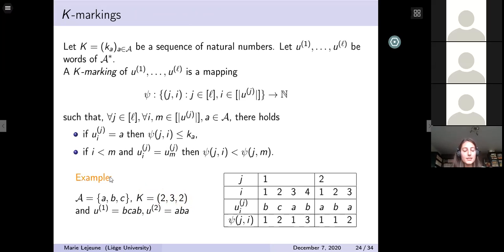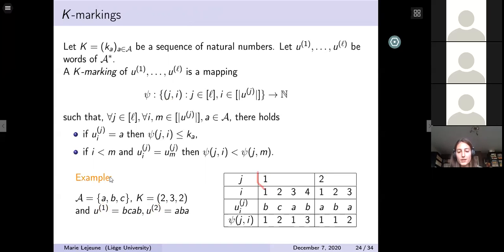So I have a sequence and I have a finite sequence of words. So here I have 2 words. I have U1 and U2. And then a K marking of these words U1 and U2. This is a function that is defined on a part of N squared and whose values are natural numbers. And which part of N times N am I going to consider? I'm going to look at couples of pairs ji, where j is 1, 2, because there are 2 words.